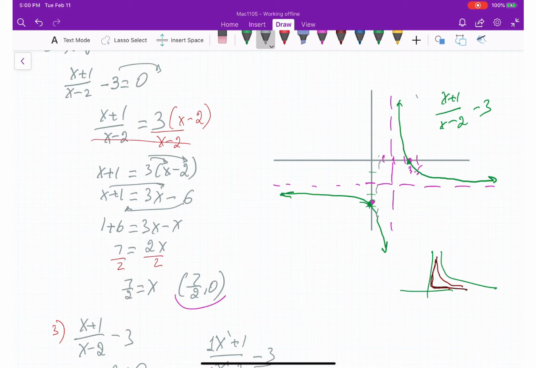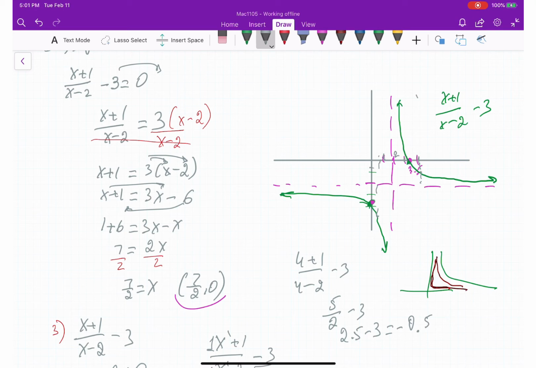Let's say this is 1, this is 2, this is 3. If you want to know how the graph is going to go at the point 4, you take x equal 4. So let's see. 4 plus 1 over 4 minus 2, minus 3. 4 plus 1 is 5. 4 minus 2 is 2. So 5 over 2 is 2.5, minus 3. It's going to make negative 0.5.